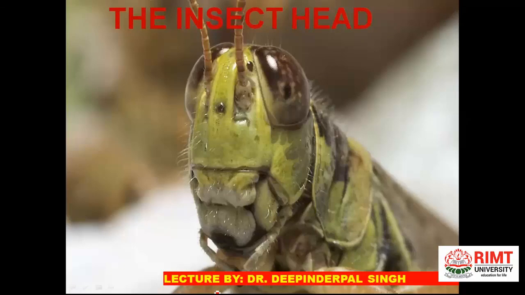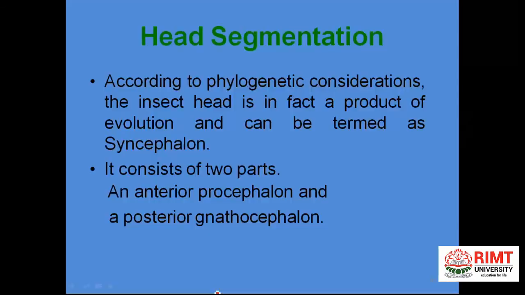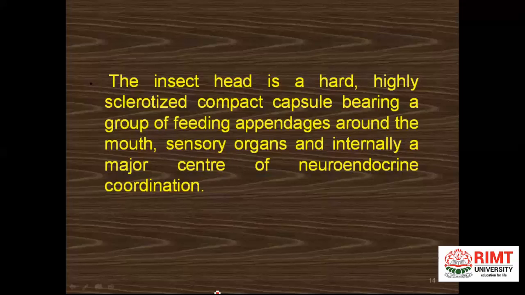So, now come to the insect head. The insect head is a hard, highly sclerotized, compact capsule bearing a group of feeding appendages around the mouth, sensory organs, and internally a major center of neuroendocrine coordination.